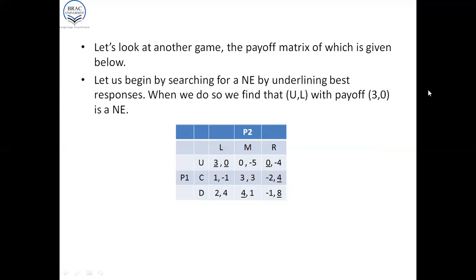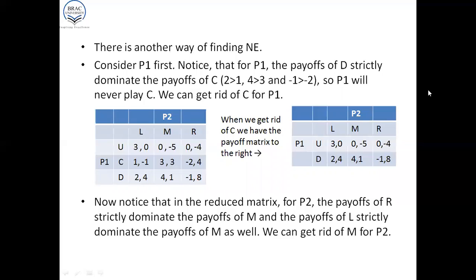Once again, I would encourage you to draw the payoff matrix and try to find the Nash equilibria by underlining best responses. When you do so, you will find that the strategy UL with payoff 3-0 is a Nash equilibrium. There is also another way of finding Nash equilibria. We are familiar with the underlining best responses way. There's another way. Let's stick to the payoff matrix we have just seen and consider P1 first.